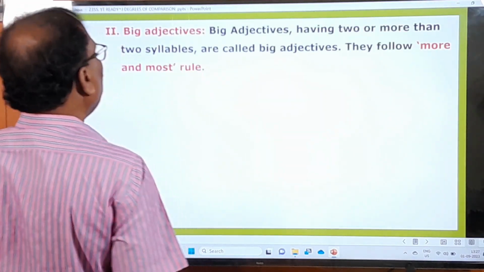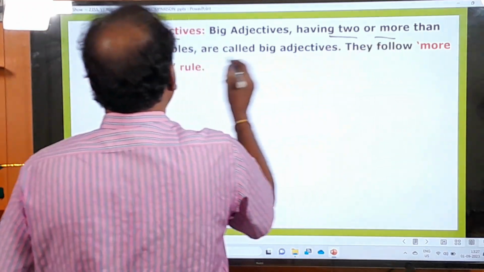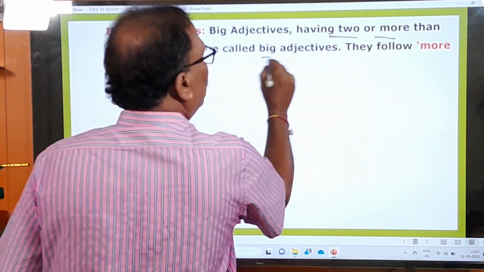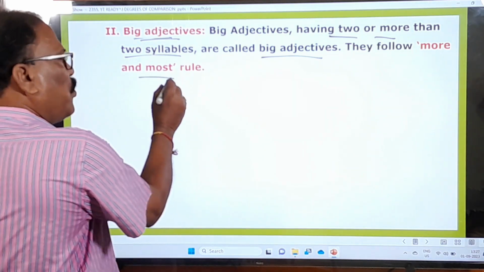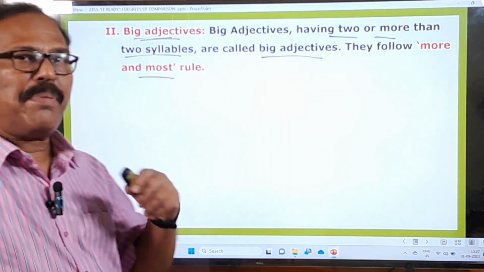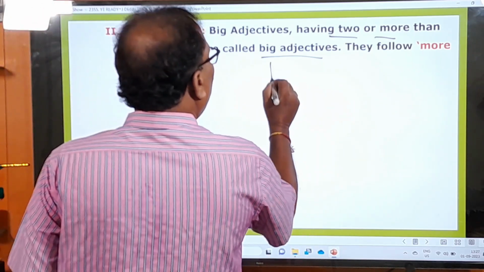Now I am going to talk to you about the big adjectives. What are the big adjectives? Adjectives having two or more than two syllables are called big adjectives. They follow the more and most rule: more in the comparative and most in the superlative. And what are the big adjectives? For example, beautiful is there.